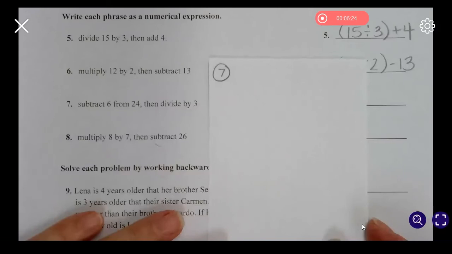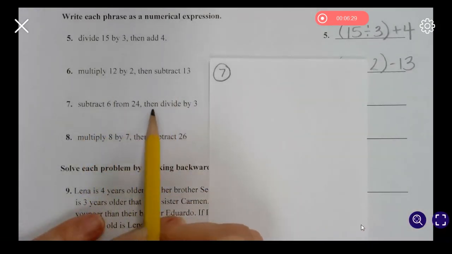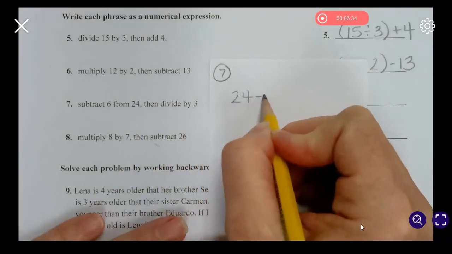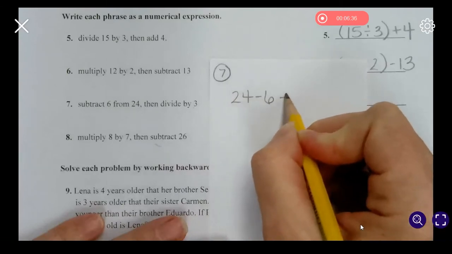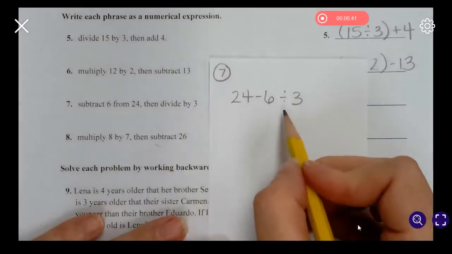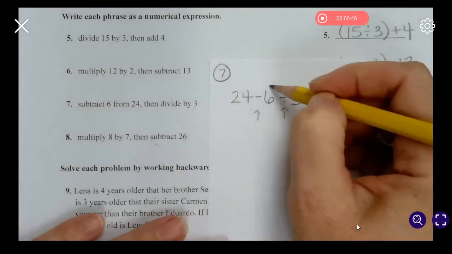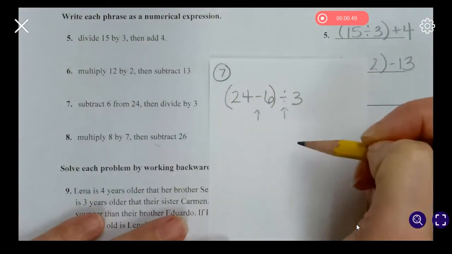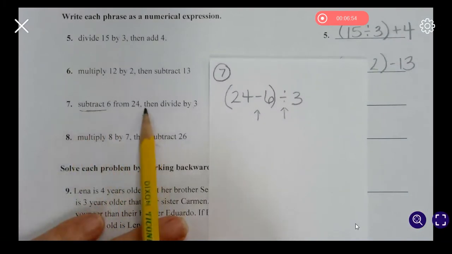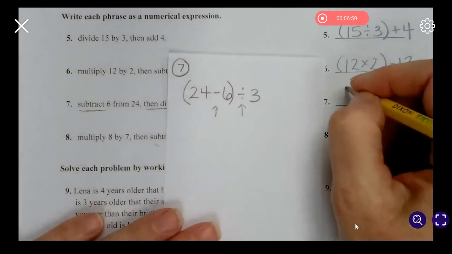Question number 7. Subtract 6 from 24, then divide by 3. So we have 24, subtract 6, then divide by 3. Now in the order of operations, division comes before subtraction. So I definitely want to put the parentheses here because in my directions it says that I first subtract, then divide. So you definitely need the parentheses here in this problem.